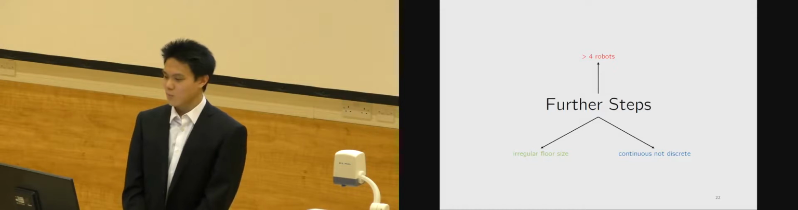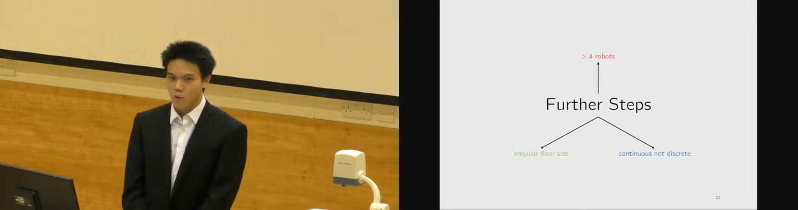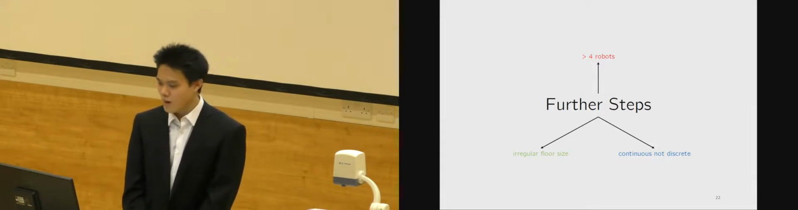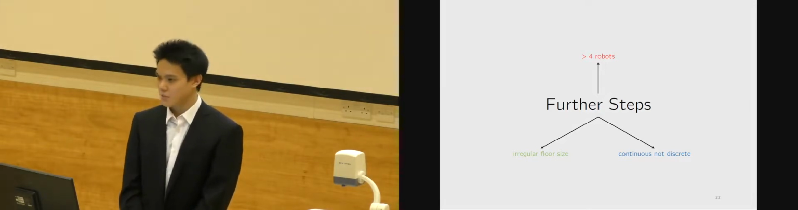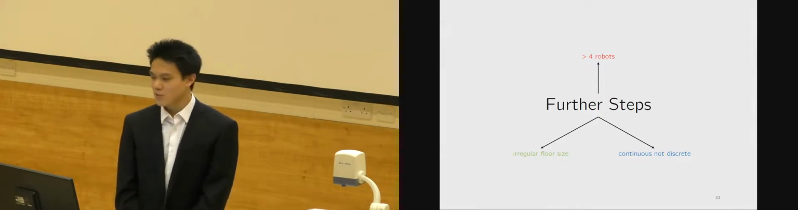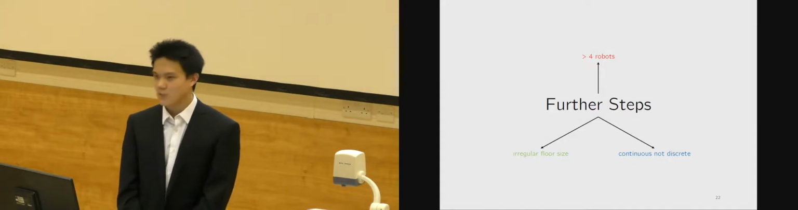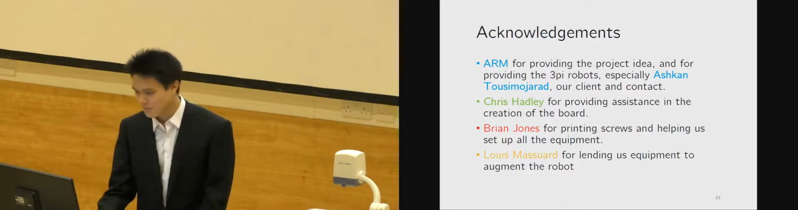If we had more time, we would encourage the clients to take these further steps. We'd like to explore it with more than 4 robots. We'd like to explore also irregular floor sizes other than the square we have. We're also interested in using continuous rather than discrete values. This means that instead of having just black and just white and having all the tiles in a regular size, we would have, say, more colors. And this could be achieved by just changing the sensors and using other more fancy computer vision techniques.